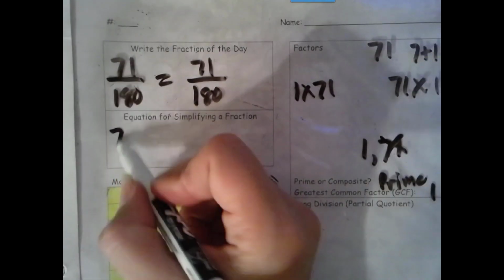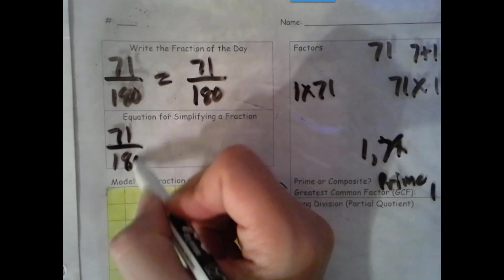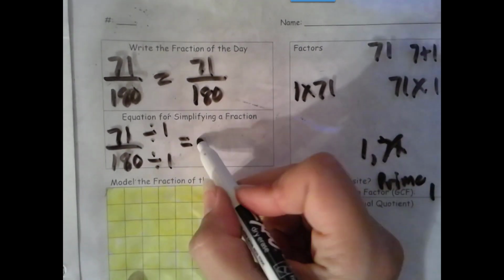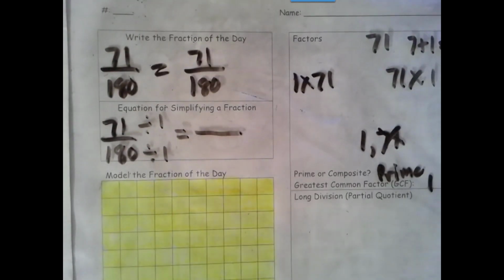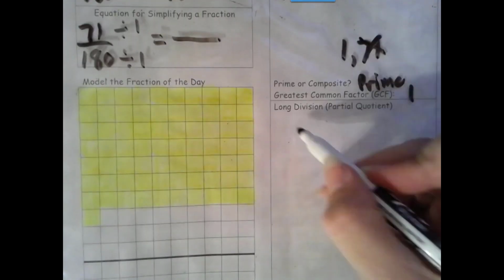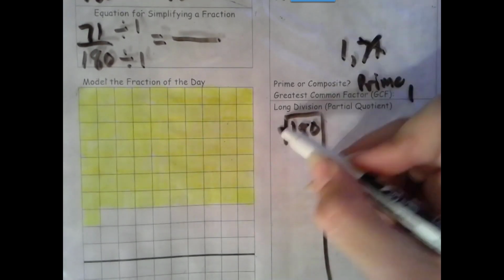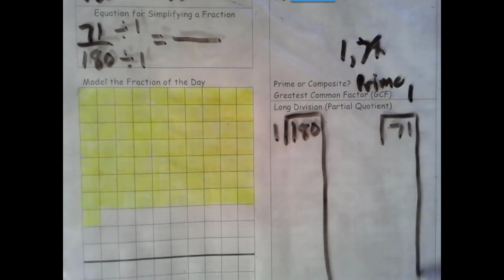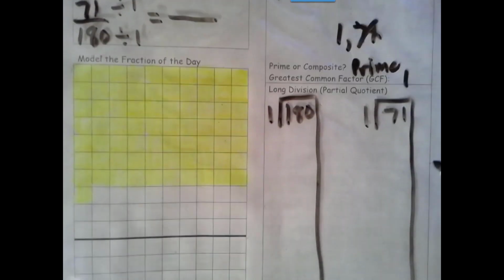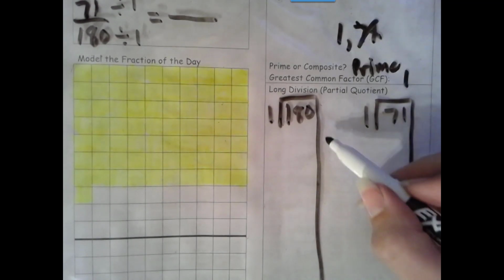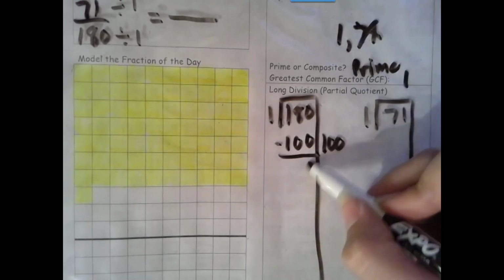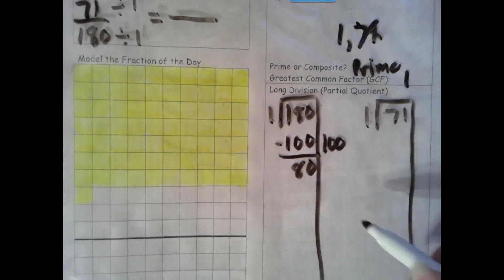Okay, let's go ahead and prove it with our algorithm as well. An algorithm is a step-by-step way to solve a problem. So we're going to divide 180 by 1 and 71 by 1. Okay, 100 times 1 is 100. Number's the same, zero's a game. More on top, no need to stop.